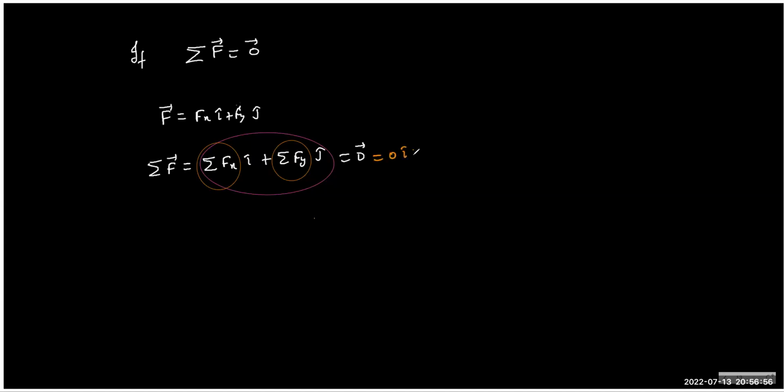We can write the null vector as 0 i cap plus 0 j cap, and you can compare. You can see the net force along x is 0 and net force along y is 0. So for equilibrium, if the net force is 0, then we can definitely say that their components must be 0. Understood? So if every component turns out to be 0, then can we say the resultant must be 0? The answer is yes, we can say.